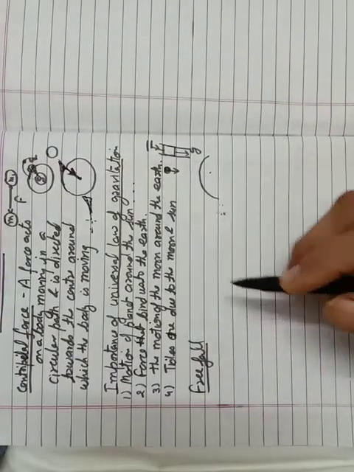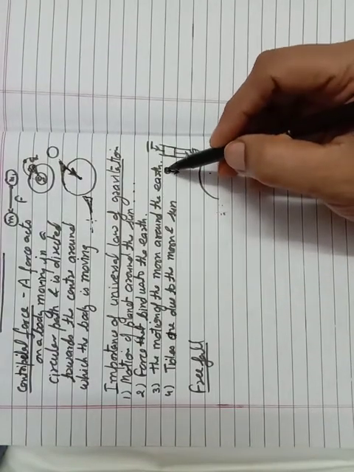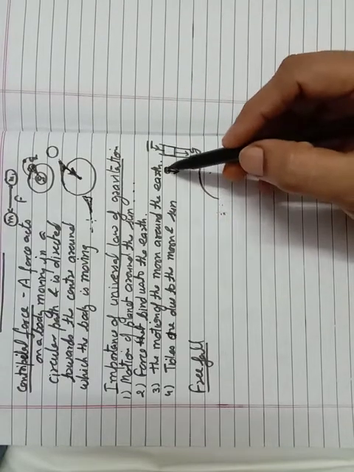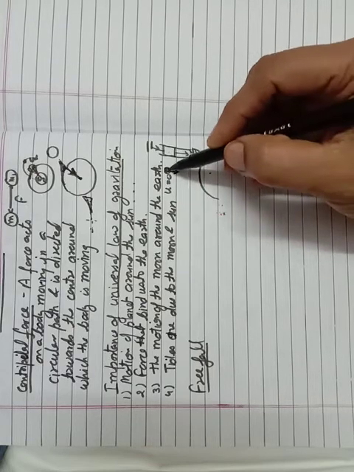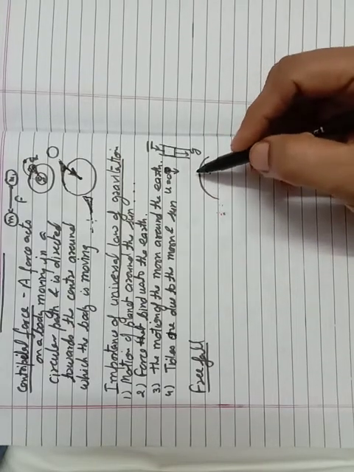In free fall, what makes the object change its velocity? Suppose we drop something from a height. What happens? We find that initially its velocity is 0, but its velocity goes on increasing. It means it has some acceleration.